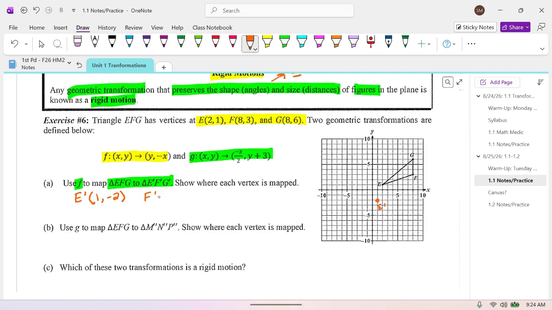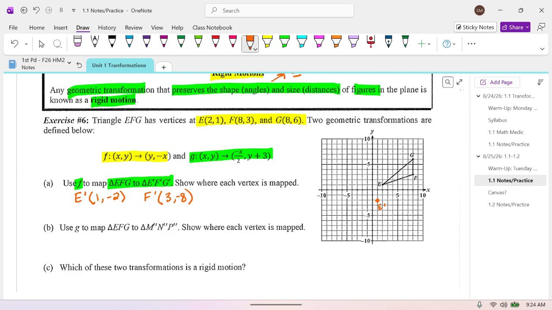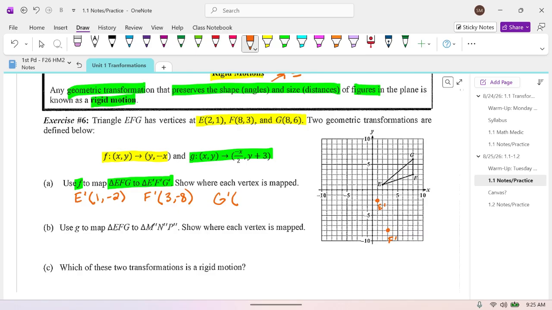Okay, F prime. It'd be 3, negative 8. So you flip-flop them, and then you change the sign of your new Y value. Does that make sense how I'm doing this? Okay, so 3, negative 8. That's F prime. All right, someone different who's not talked yet, tell me G prime. 6, negative 8. Good. So 6, negative 8.